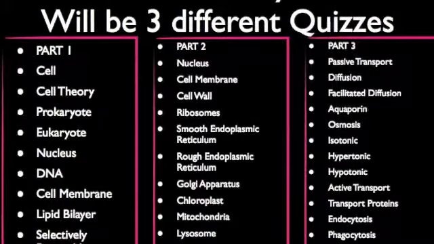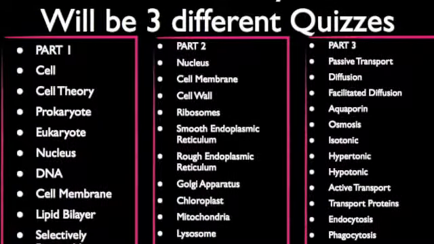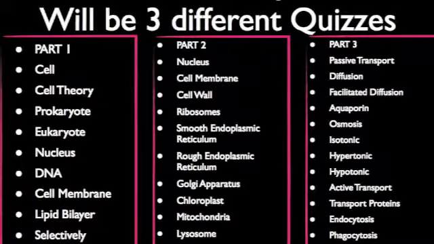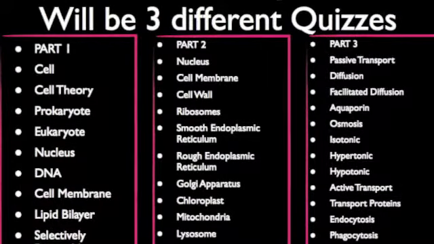So we have the cell theory, prokaryote, eukaryote, nucleus, DNA, cell membrane, lipid bilayer, selectively permeable membrane.